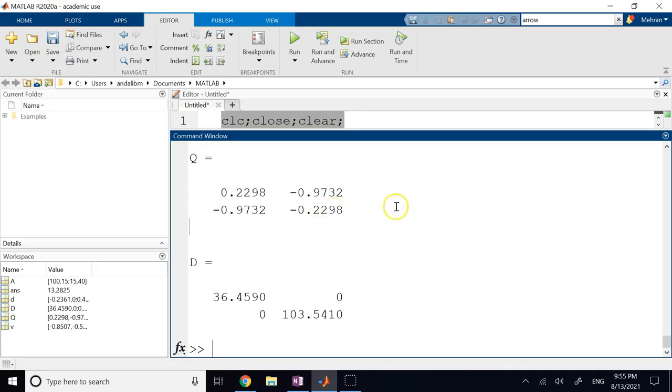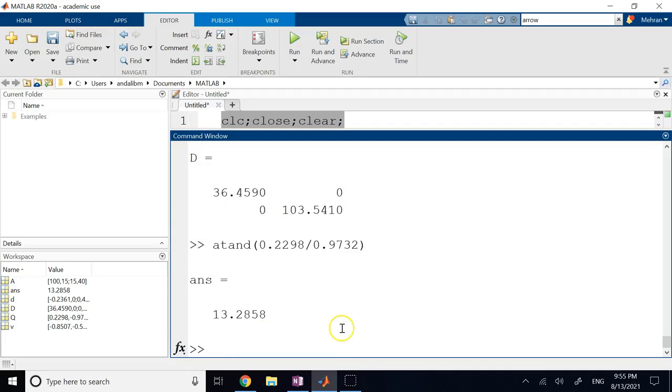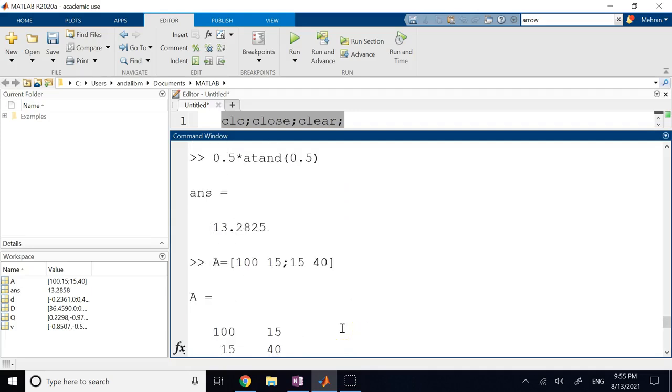Now the question is, is the slope of this vector also 13 degrees something? Let's find out. So I say, what is arctangent of negative 0.2298, the y component over the x component? And I can get rid of the negatives because they both have negatives. Over 0.9732. And guess what? I get my 13.28, which is what I had here.